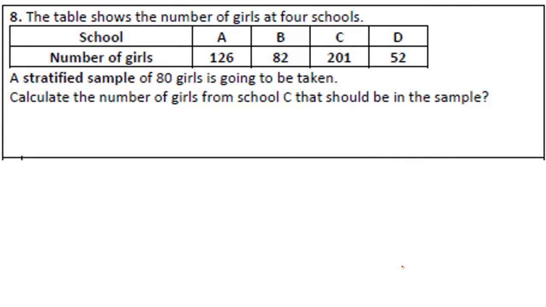Question 8. As I read through question 8, it says the table shows the number of girls at 4 schools. A stratified sample of 80 girls is going to be taken. Once I see that word stratified sample, I'm going to write down the acronym: new over old, times what you want. So the new value is 80, that's my sample. The old amount, well, I need to add up how many students there were altogether, and in this case it's 461.